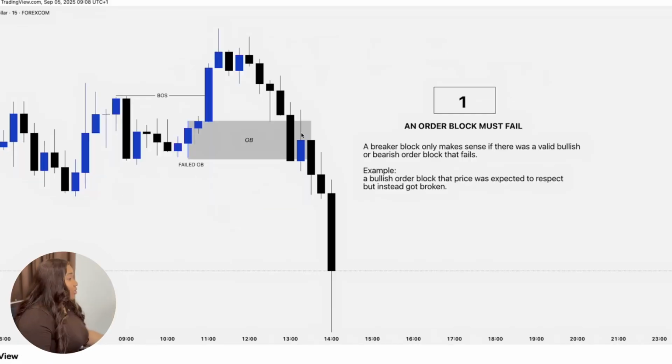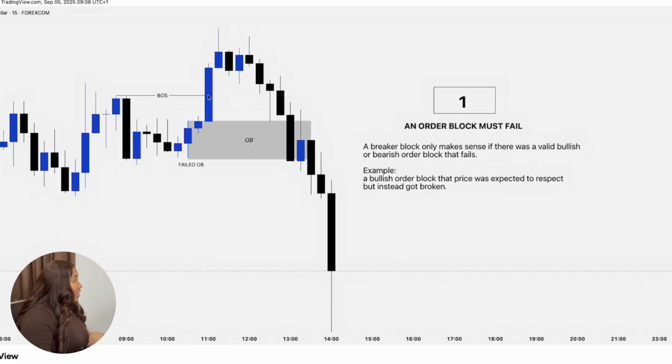next slide. Traders, so let's go through the different confluences you need to see present to map out a valid breaker block. So the first one here, an order block must do what? Fail. A breaker block only makes sense if there was a valid bullish or bearish order block that fails. Example, a bullish order block that price was expected to respect, but instead got broken, just like what we have here. So you can see that we have a break of structure.